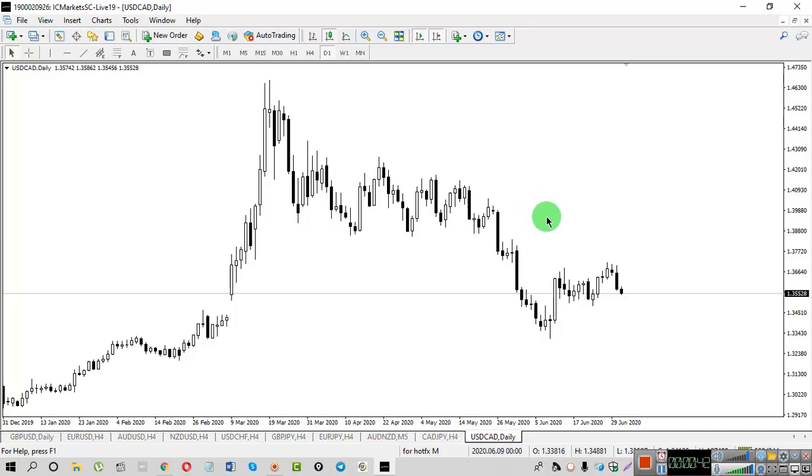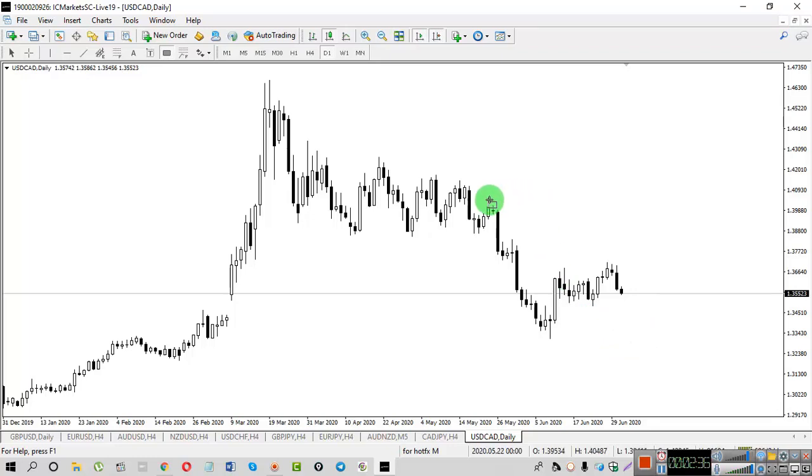This is USD CAD and I am on the daily time frame. You can see that I will do supply and demand trading analysis for this pair. First of all, you have to look at the trend. You can see that the trend is downside. Clearly, market is making lower highs and lower lows. We should look for the sell opportunities here, and let's try to find some supply zones here.